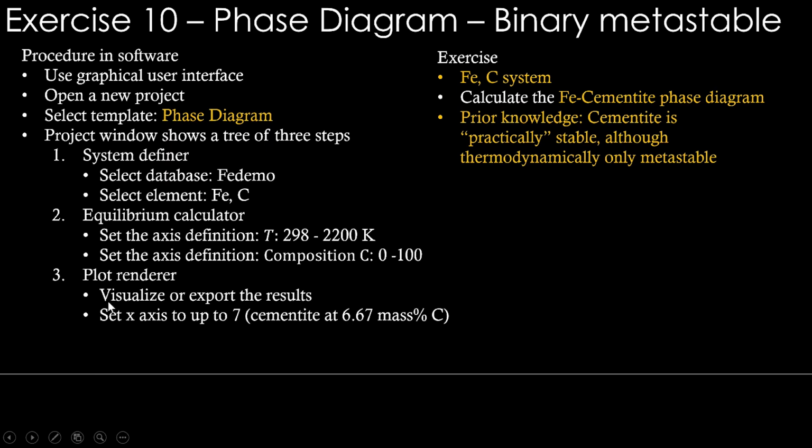Okay, and in plot renderer we can set the x-axis up to 7 mass percent of carbon, because cementite appears at 6.67 mass percent carbon. In fact, the widely used iron carbon diagram, which is actually the iron cementite diagram, will have carbon content only up to 6.67. It will not be up to 100% carbon.